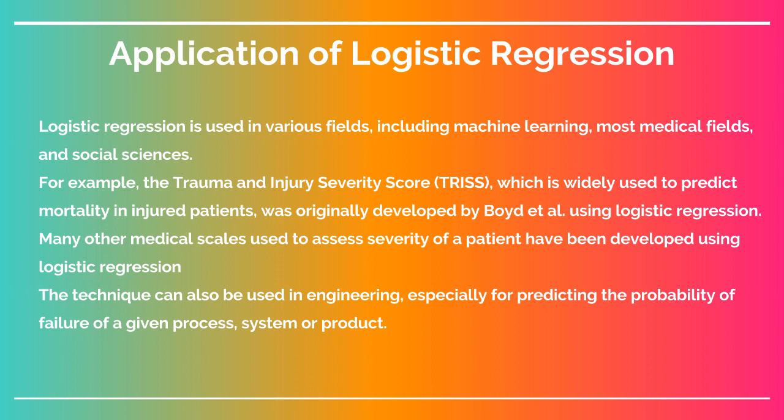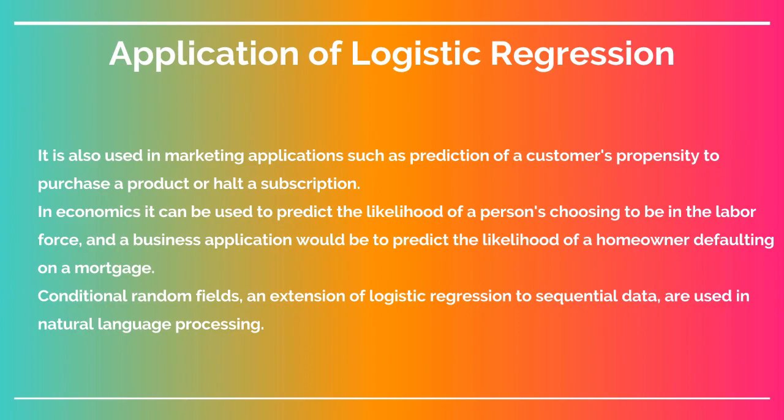The technique can also be used in engineering, especially for predicting the probability of failure of a given process, system, or product. It is also used in marketing applications, such as prediction of a customer's propensity to purchase a product or halt a subscription. In economics, it can be used to predict the likelihood of a person choosing to be in the labor force, and a business application would be to predict the likelihood of a homeowner defaulting on a mortgage. Conditional random fields, an extension of logistic regression to sequential data, are used in natural language processing, or NLP.